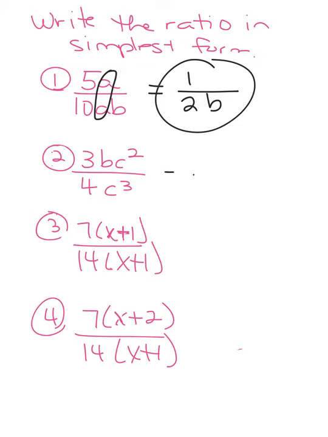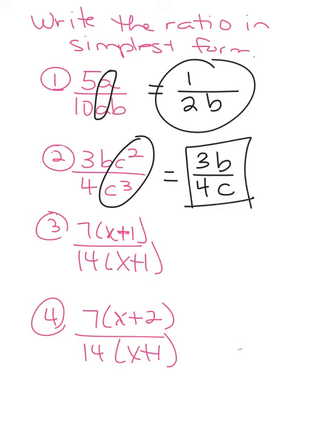In number 2, my coefficients are 3 over 4. They don't simplify, so they're going to stay. I only have 1b, so that's going to stay at the top. When I look at my c's, I have 2 c's on the top and 3 c's on the bottom. So I'm going to simplify that, and I'm left with 1 c at the bottom.